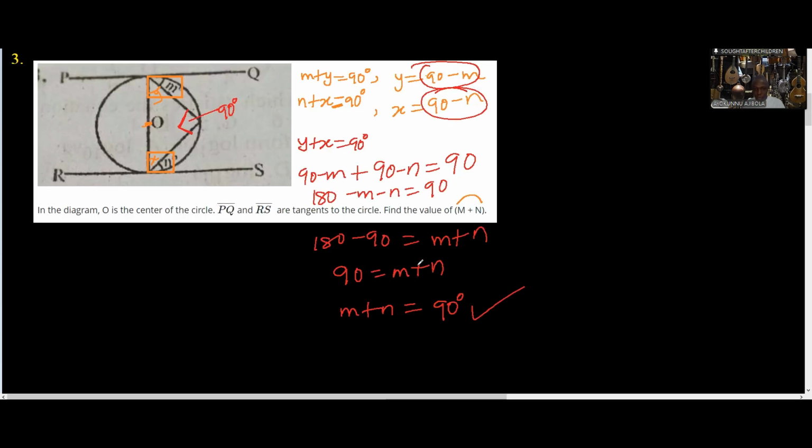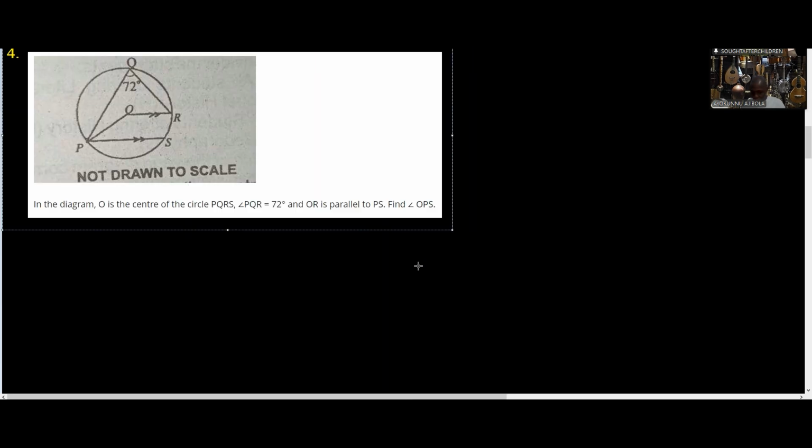Okay, let's look at the fourth one quickly. Number 4 question. Look at this. It says in the diagram, O is the center of the circle PQRS. Angle PQR is 72 degrees, and OR is parallel to PS. Find OPS. Okay, what we need to know is that we can introduce a line, like a chord, into this place.